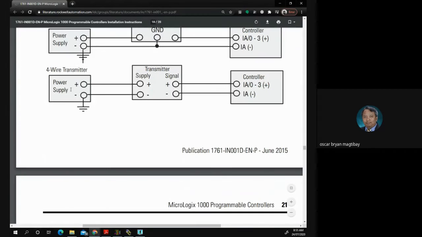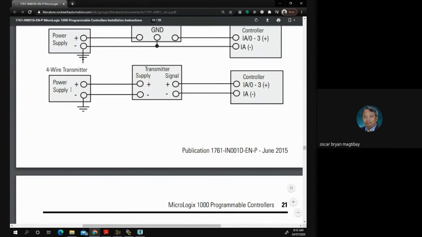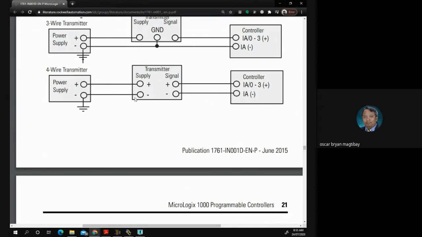For a 4-wire transmitter, they have their own separate negatives. So the transmitter is supplied by the power supply, then the signal, both the positive and negative of the transmitter, will be sent to the PLC. So that is how we wire analog.